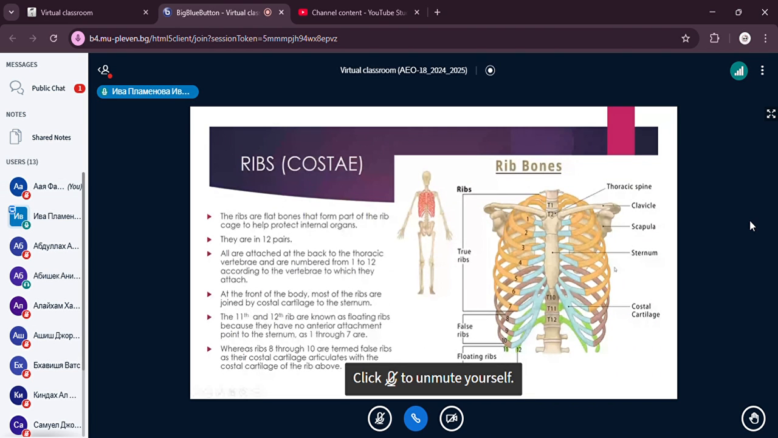About the ribs, there are 12 pairs. From 1 to 7 are called true ribs. From 8 to 10 are called false ribs. And 11 and 12 are floating ribs. They don't have an anterior attachment to the sternum. You can see that the false ribs articulate with the costal cartilage of the superior rib, the rib above.